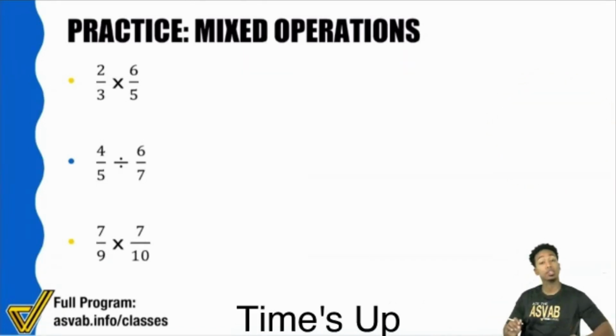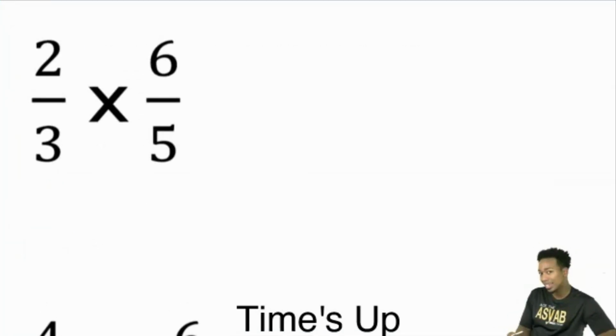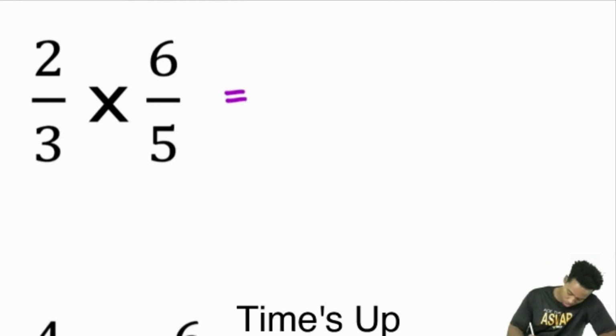So practice mixed operations. Let's have some fun here. So 2/3 multiplied by 6/5. There is no keep, change, flip here. Straight up do it. So I'm taking a look. 6/3, that's going to cancel to leave a 2 up top. So we have ourselves 4/5.